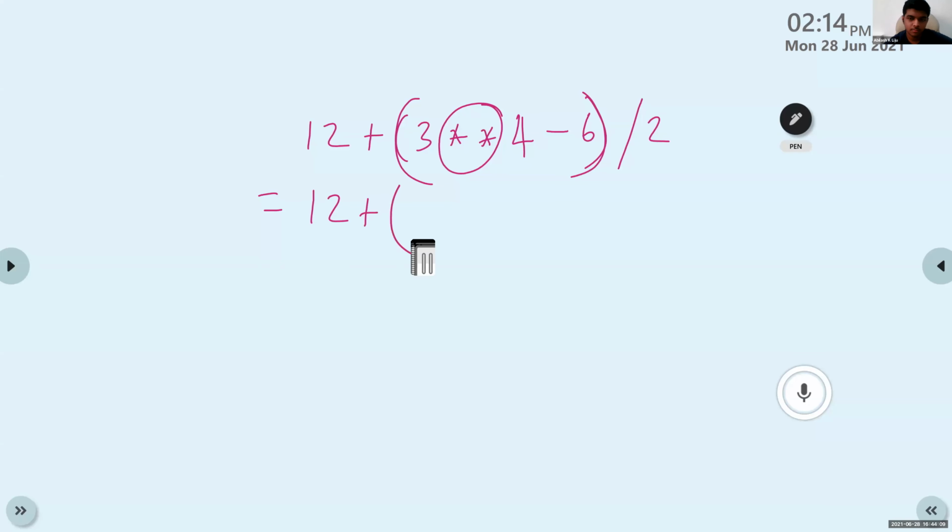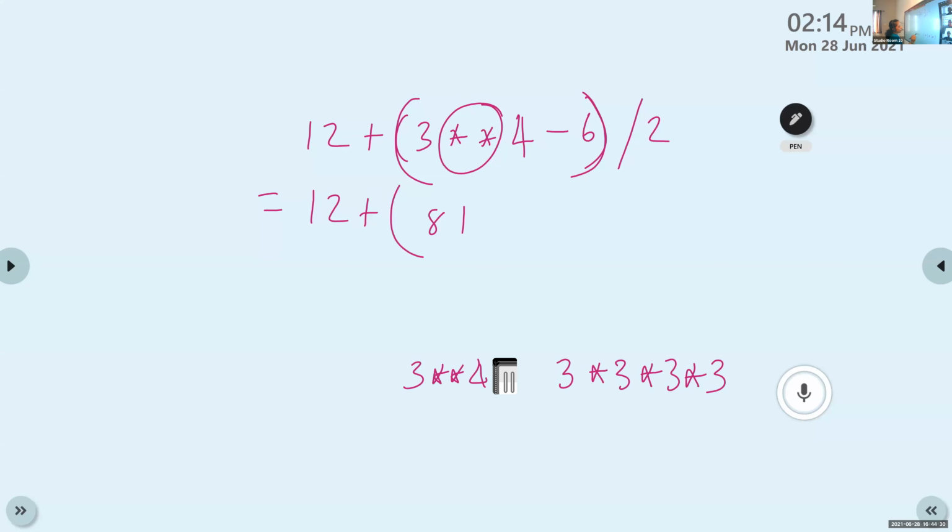81. 12 plus 81. How did you get that 81, Kevin? Ma'am, it's 3 raised to 4. 3 into 3 into 3 into 3. 3 exponent 4 means 3 raised to 4, which is equal to 3 into 3 into 3 into 3. So the answer is 81.